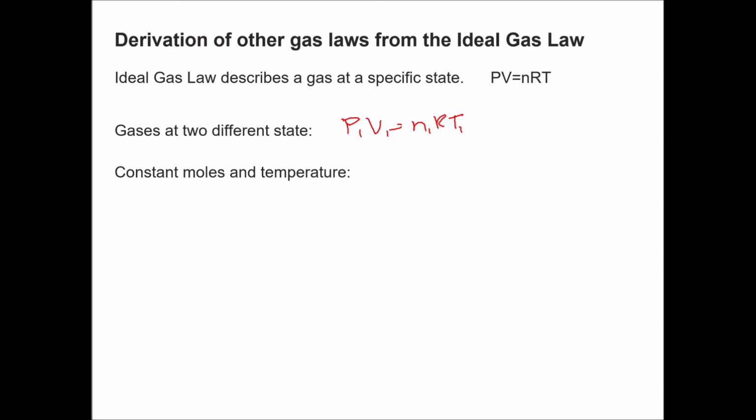So this is for one state of gas. When we're changing states, I'm going to put a 2 because now there's a change of state in a gas. So P2 V2 equals n2 R T2. So here we have the ideal gas law for two different states of a gas. Let's say 1 signifies the original state and 2 signifies the final state. Now, I'm going to have some conditions here: how can we get the other gas laws given certain conditions. And the conditions I have here is constant moles and constant temperature.